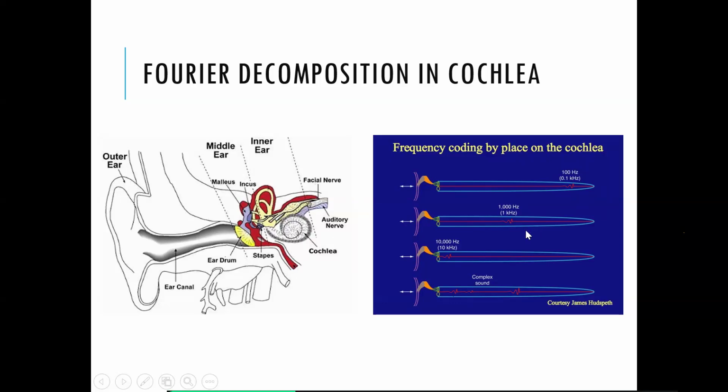Now, when an input signal is, let's say, 1000 hertz, it will oscillate somewhere in the middle. If the input signal is 10,000 hertz, it will oscillate close to the beginning of this membrane. So it does a kind of Fourier transform of the input signal. Different frequencies are mapped onto different parts of this basilar membrane.